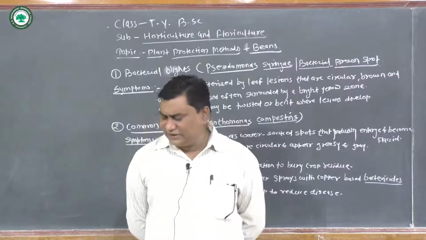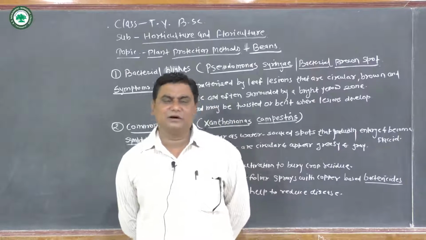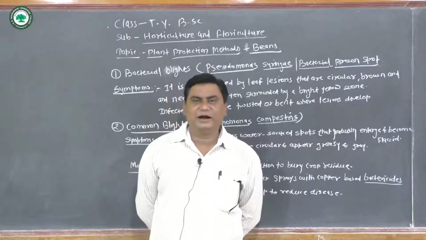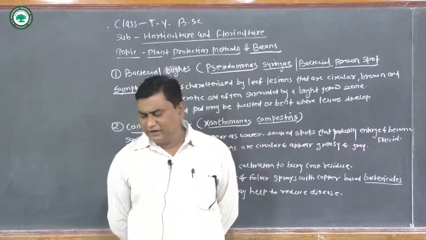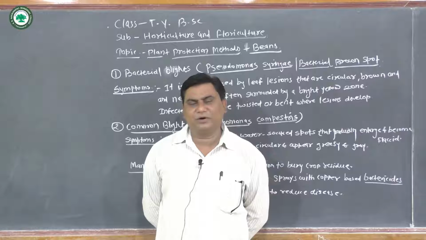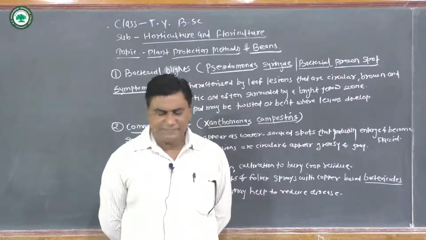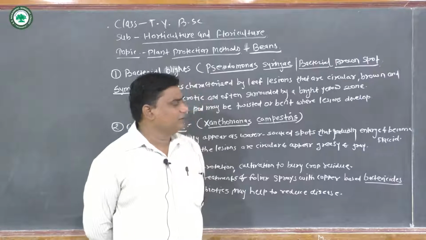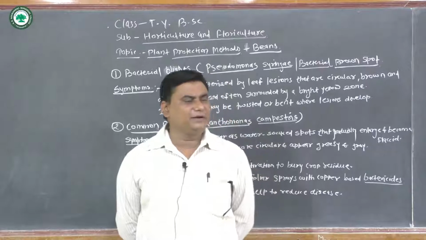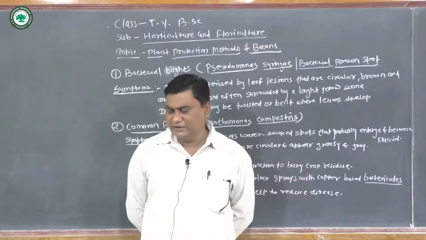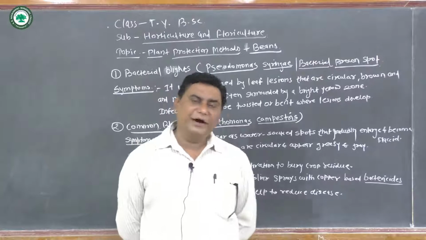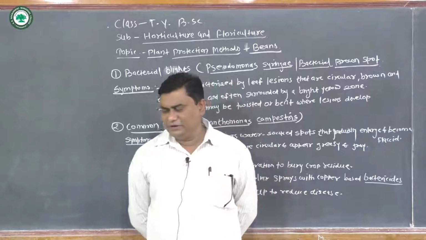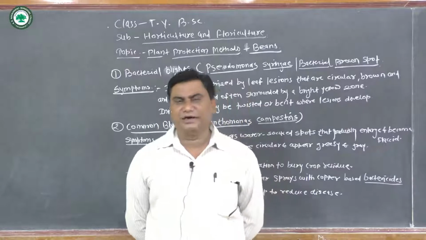So in this section, what are the common diseases on bean plants? There are some diseases from the bacterial side, some from the fungal side, and some from the viral side. In the bacterial group, there is bacterial blight, bacterial brown spot, and common blight. From the fungal side, there are anthracnose, grey mold, white mold, and rust. And from the viral side, there are bean common mosaic and bean yellow mosaic viruses.